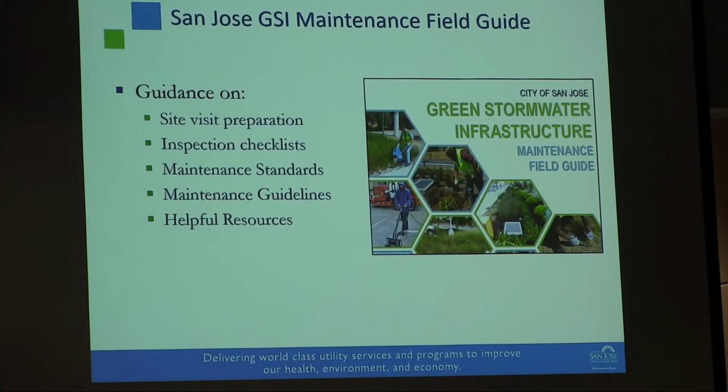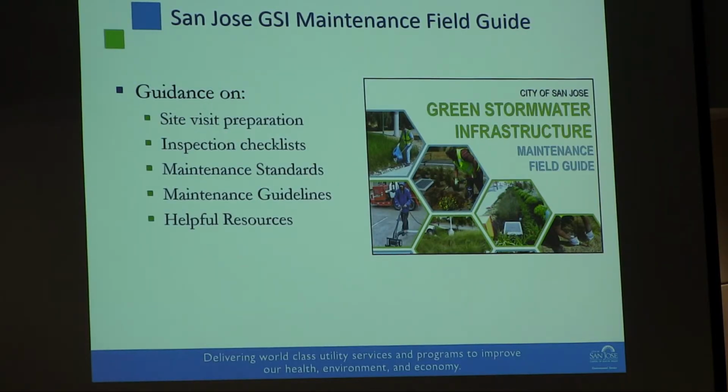So next, I'm going to be talking about maintenance of GSI. San Jose is currently developing a maintenance field guide for use in San Jose, and that's going to help guide maintenance activities to ensure proper function of GSI installations in the city. It's also going to help make sure sites are staying in compliance with the requirements in provision C3 of the permit to properly maintain these systems. It's going to be a living document that's periodically updated, and it will be available sometime this spring, so very soon. We're in the final stages of developing it.